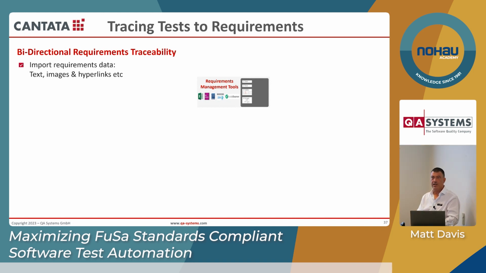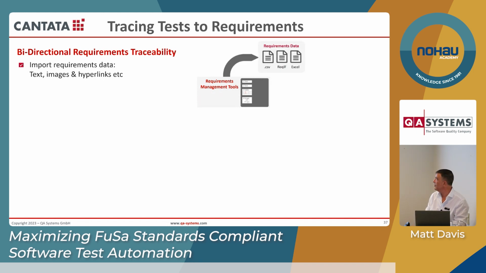What do requirements consist of? More than just an ID tag, or more than an ID tag and a single descriptor. They can include things like images, tables, hyperlinks, videos we have seen. What Cantata enables you to do is pull them all into Cantata so you can see the requirement as you are verifying and building the test. How do we do that?